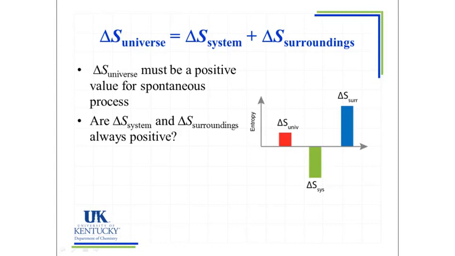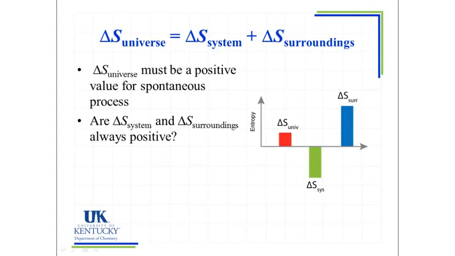When we look at entropy of the universe, we know that we must have a positive value in order to have a spontaneous process. We also know that the change in entropy of the universe is equal to the change in entropy of the system plus the change in entropy of the surroundings. These are not necessarily negatives of one another. What we have to look at are the individual components to determine whether or not a process is spontaneous.